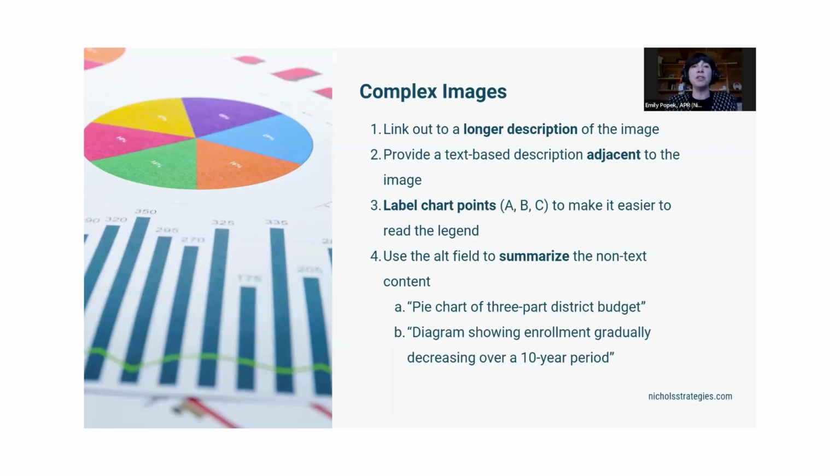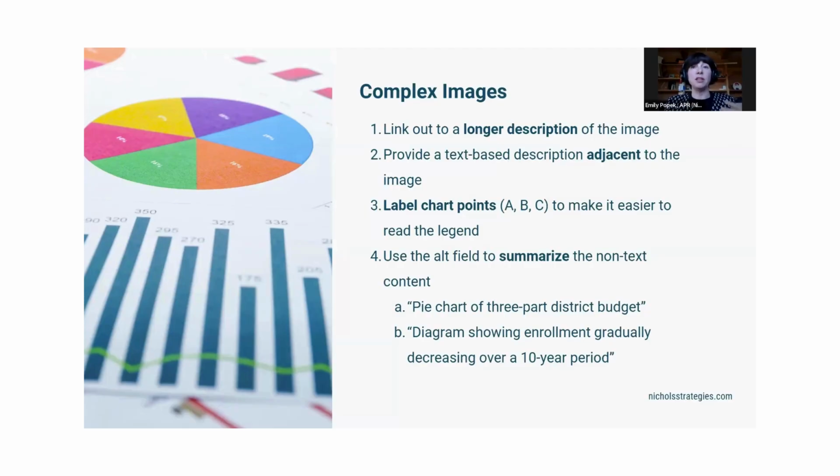Now, your CMS might not support this. This is really in the weeds HTML stuff. Might not be feasible in all instances, but I'm mentioning it anyway. Alternatively, you could just link out to a separate web page, right? And regardless of whether you're on a web page or in a document, you can always provide a text-based description of that complex graphic adjacent to that image. It's important to remember not to rely on color alone to signify difference. So another tip is to label your chart points with ABC or 1, 2, 3, and then provide a text-based legend for your chart that conveys that same information.